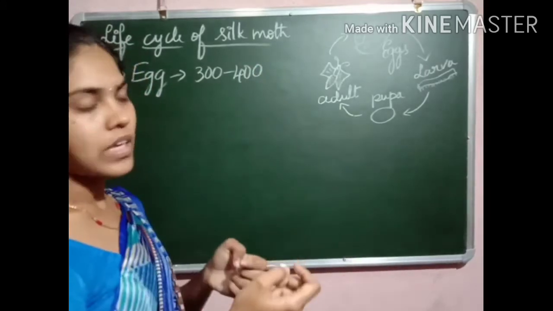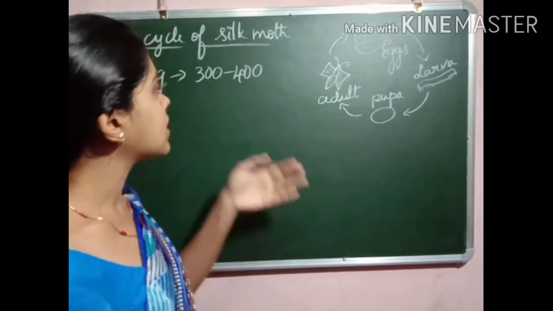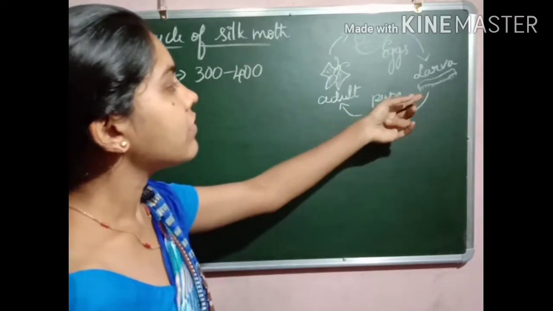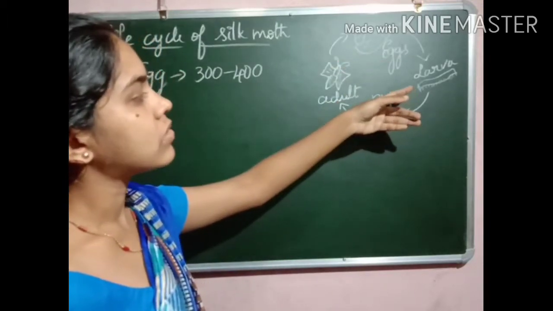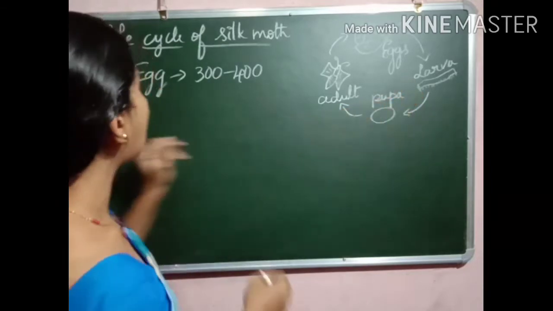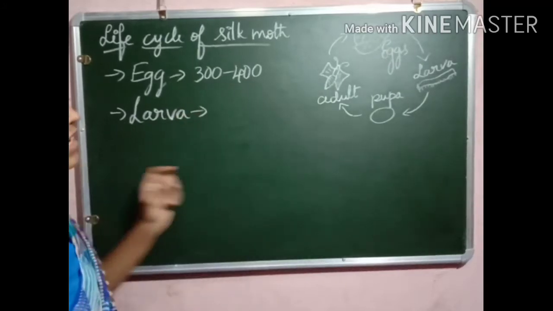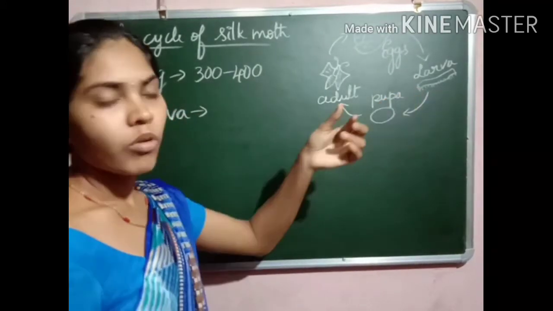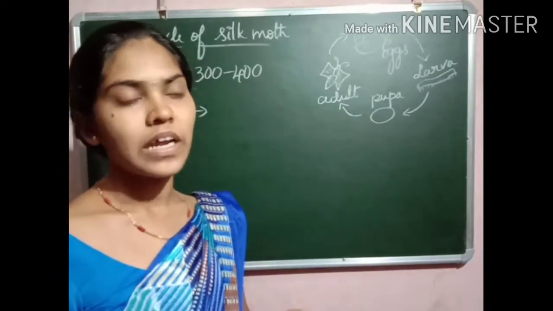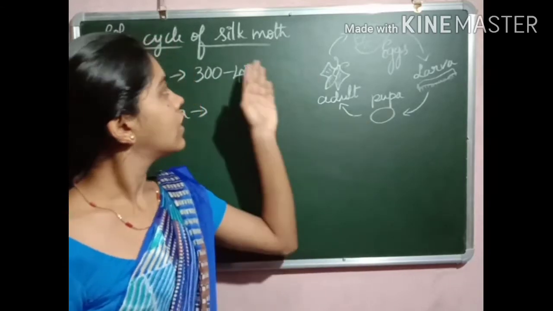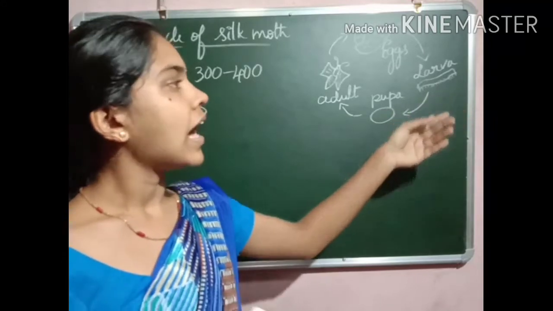After a few days, within 7 to 14 days, which means within a week or 2 weeks, the eggs will hatch and the larva will come out. When the egg hatches, it starts crawling out. That stage is known as larva. The second stage is larva. In that stage it crawls like worms and starts eating tender mulberry leaves. Tender mulberry leaves are the food for the silk moth.